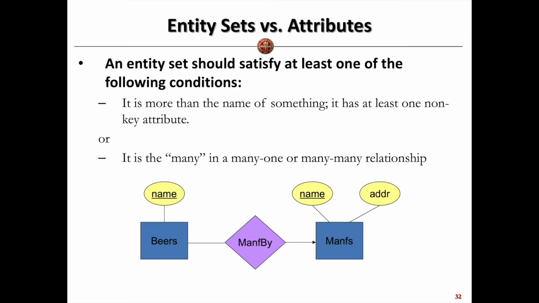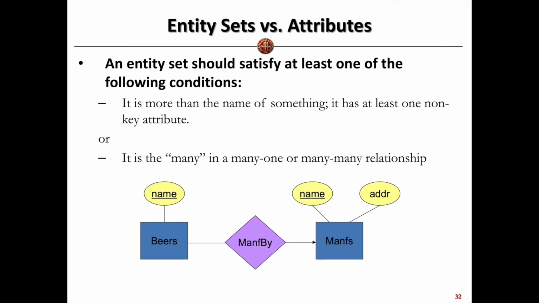Okay, so I think you will have one question in your mind. When should we design some information as an attribute, and when can we design it as an entity? One piece of information can be designed as an entity if it satisfies at least one of the following conditions. If we design the information as an entity, then besides the name or the key of this entity, it should also have at least one non-key attribute.